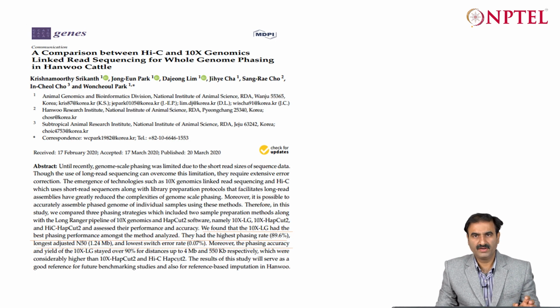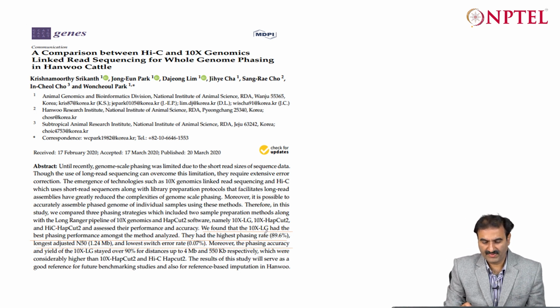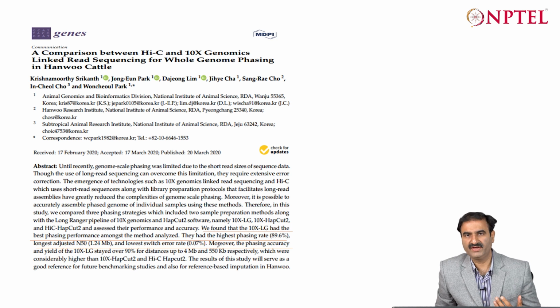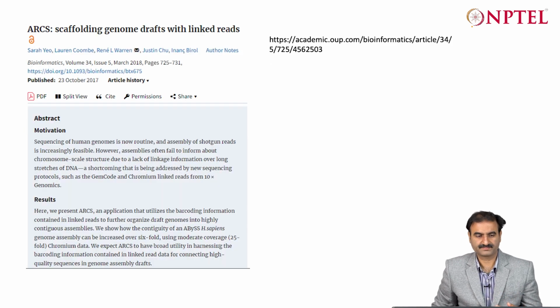In another case, some authors compared Hi-C, which is basically used for chromosome level assembly, versus 10x Genomics for whole genome phasing. Phasing is one of the features of linked read sequencing, and they found that 10x gave the best phasing performance among the methods analyzed, 10x and Hi-C. It had the highest phasing rate, 89.6% long adjusted N50, and the lowest switch error rate, which shows that it worked better than Hi-C in terms of phasing.